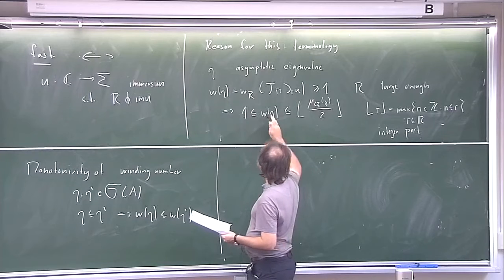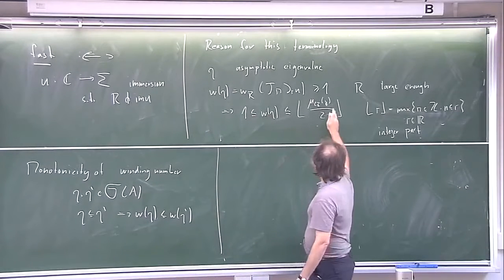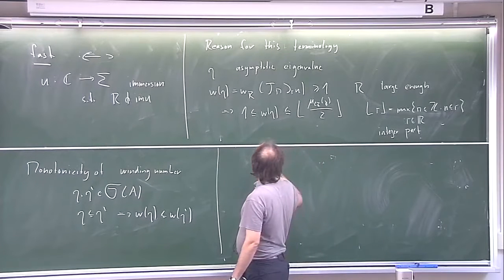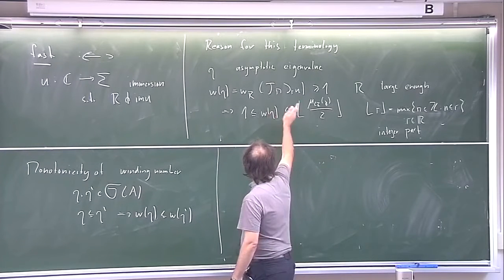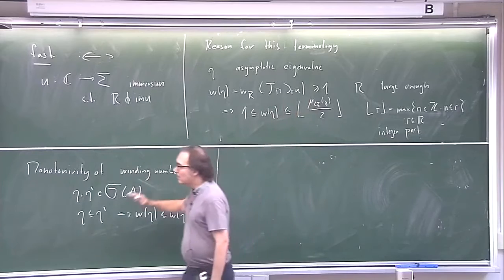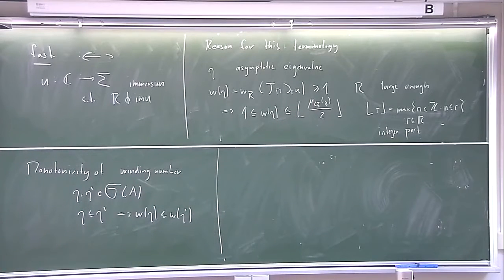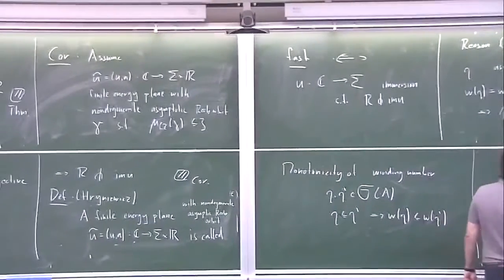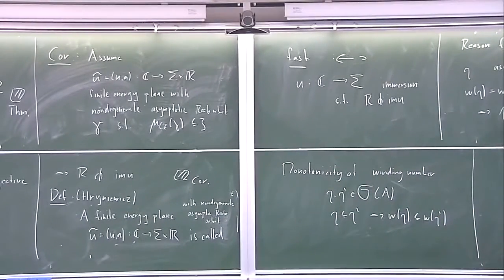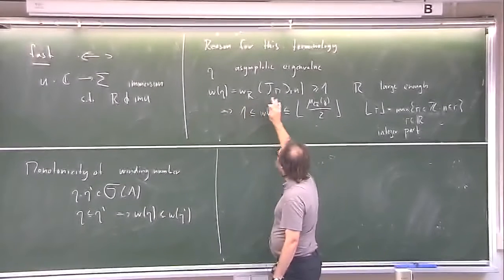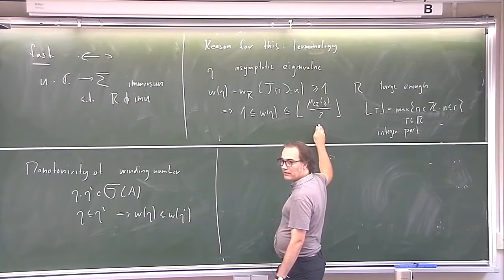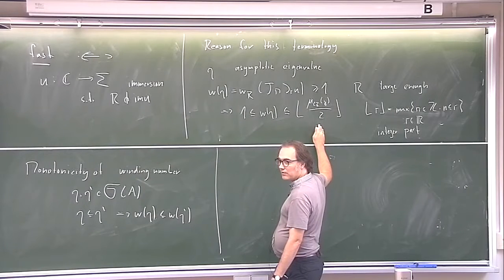So if you look at the general asymptotic eigenvalue of any finite energy plane, not necessarily fast, you just know that this asymptotic eigenvalue lies between 1 and the integer part of half the Conley-Zehnder index.